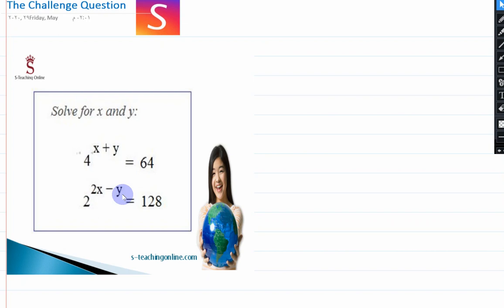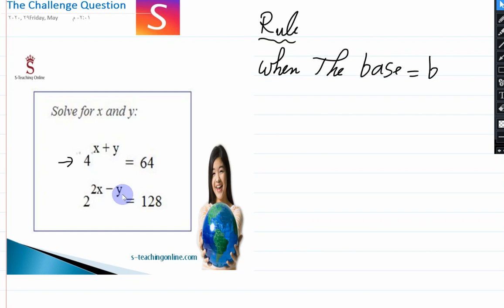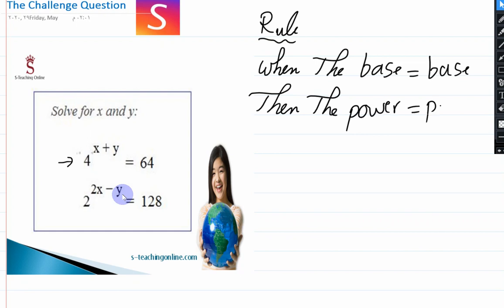The first thing, when you have this question, you will see I have a power, so my mind says this is an equation of indices. What is the rule of the indices here? The rule is: when I have a power equation and the base equals the base, then the power is equal to the power. Also the opposite is correct: if the power equals the power, then the base equals the base.